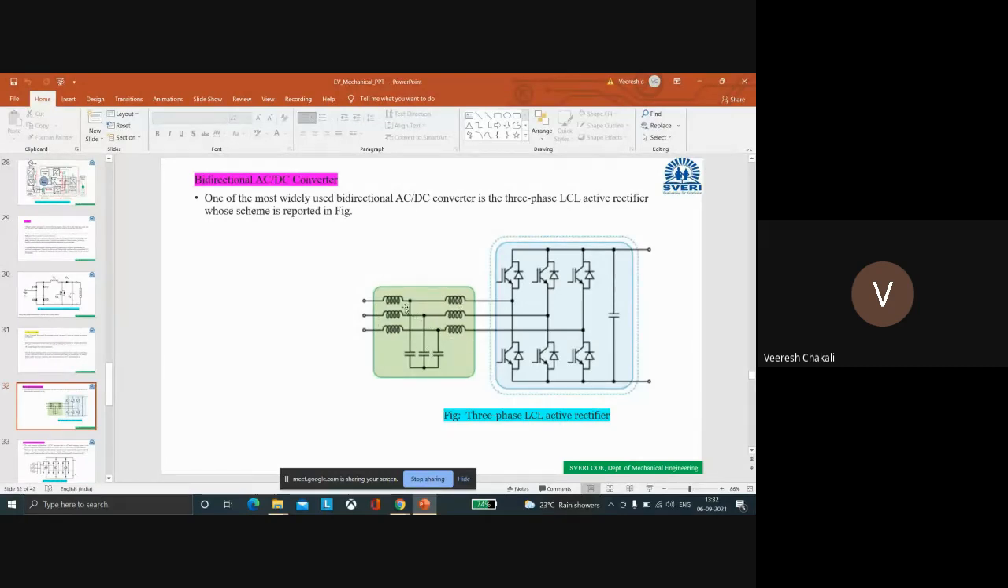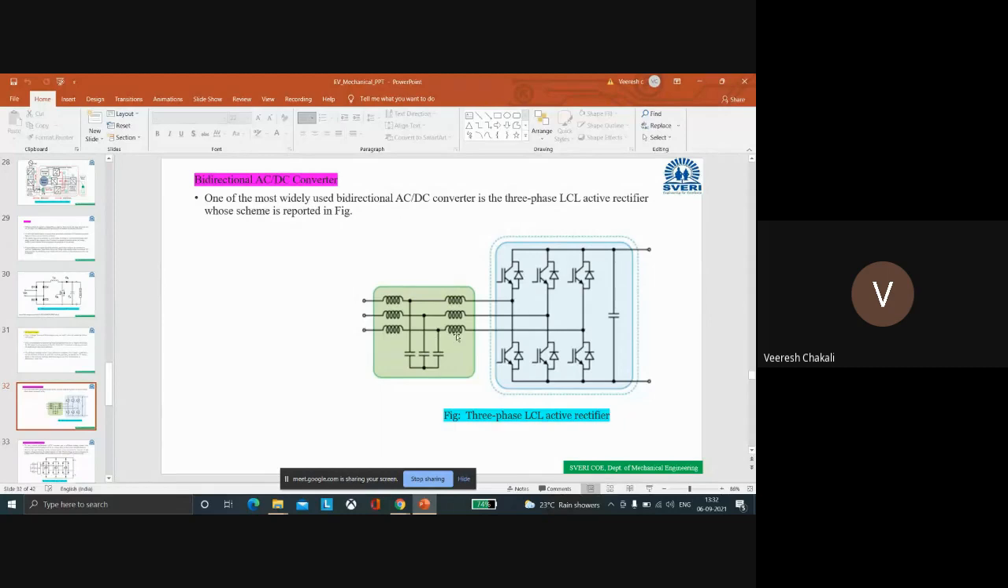If any distortions are present in the current waveform, then these inductors can remove them. If any voltage distortions occur in the system, this capacitor will remove the voltage distortions. This circuit can simply be called a filtering circuit.